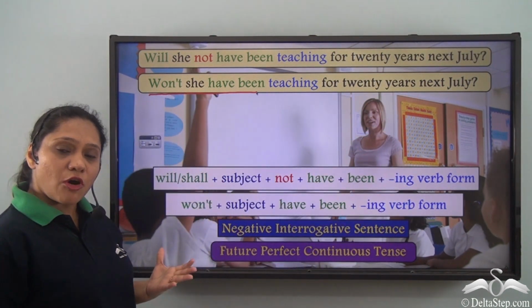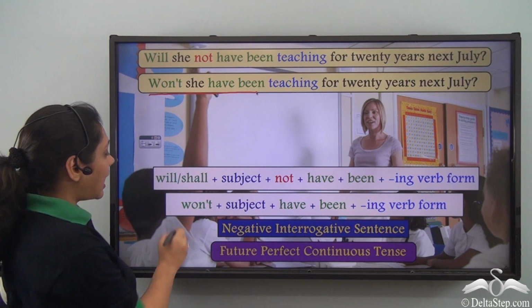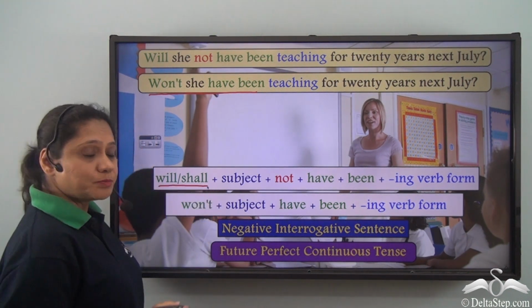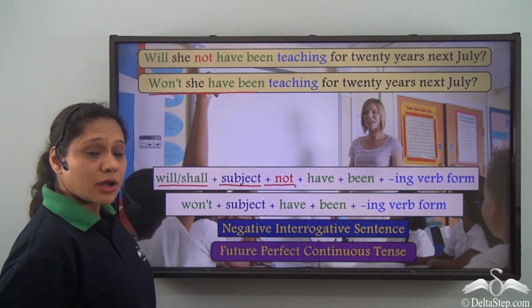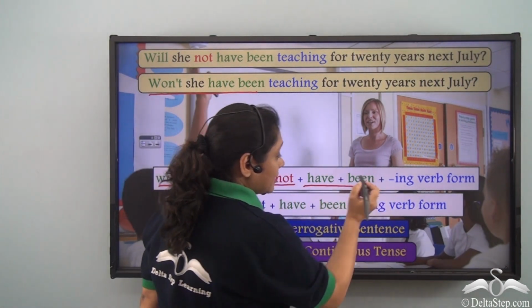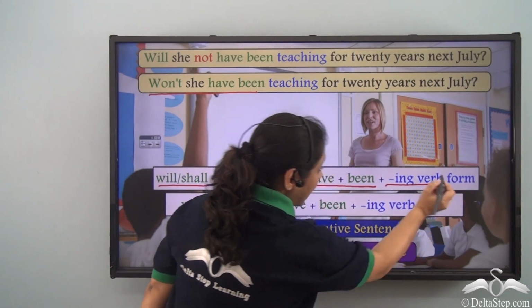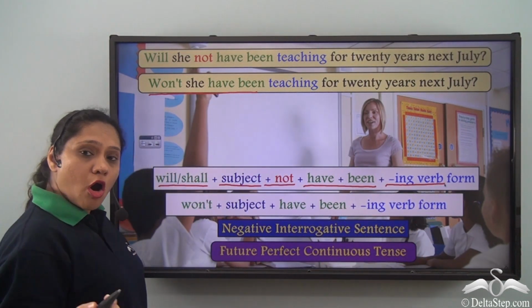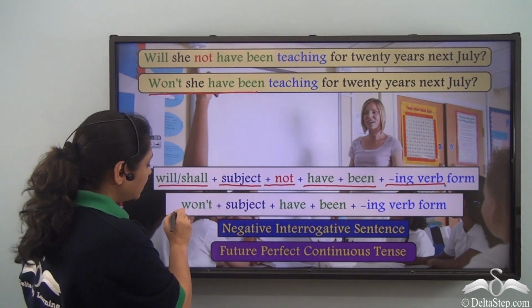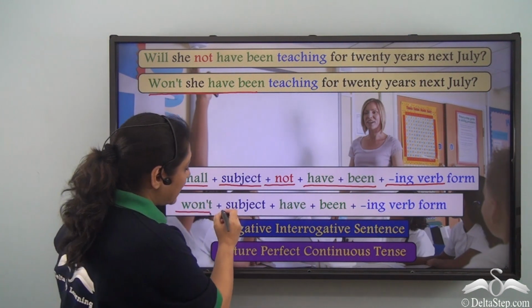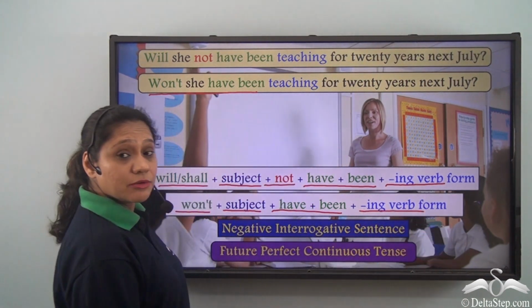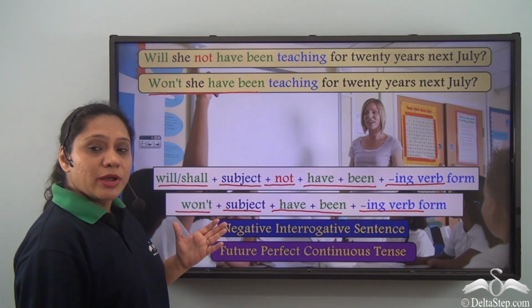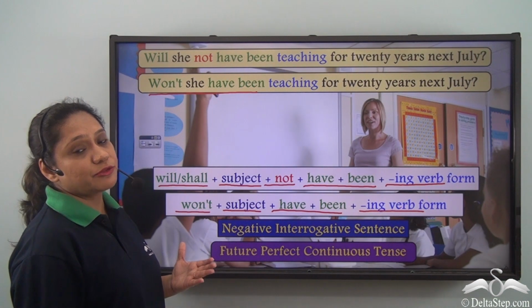So the sentence forms in this kind of tense can either be will or shall, followed by the subject, followed by not. Then the auxiliary verbs have been and then the ing verb form. Or we can use the contracted form to write won't followed by the subject, then have been and then the ing verb form. Now you know that we don't write the contracted form of shall not.